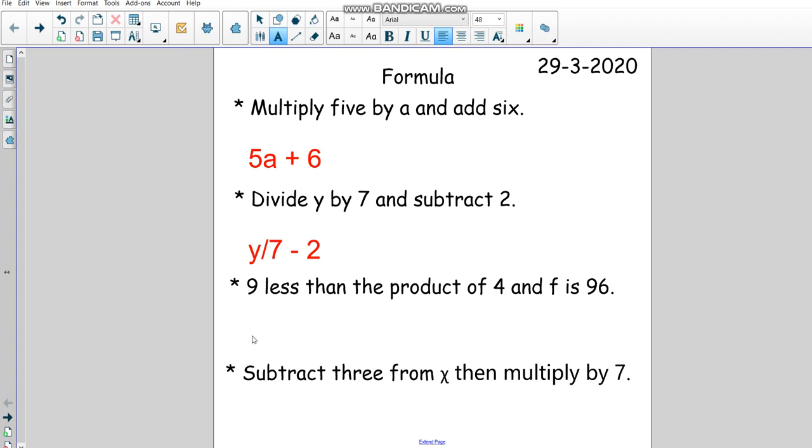First, to find the product of 4 and f, again I have an invisible sign for multiplication. So, am I going to say it f4 or 4f? Exactly, 4f is the correct answer. 4f minus 9 equals 96. Can I write an expression with an equal sign?